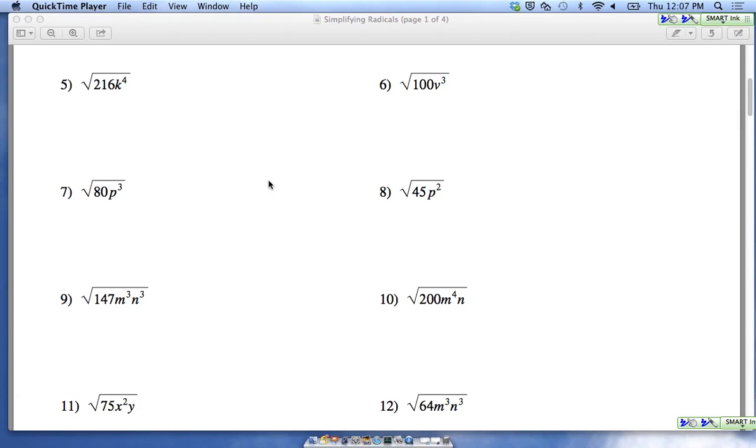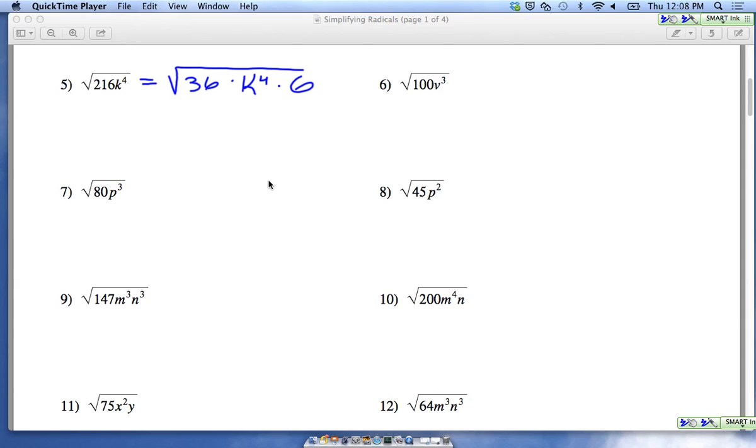Number 5, square root of 216k to the 4th. 216 is 36 times 6. 36 is the largest perfect square factor. K to the 4th is a perfect square. And then a factor of 6, which is not a perfect square. So if you write along the way to simplifying, if you present your answer the way I've done it on the video, then it's really easy to figure out what your perfect squares are.